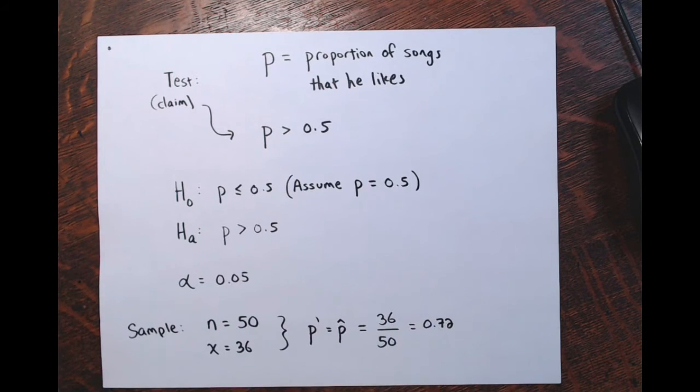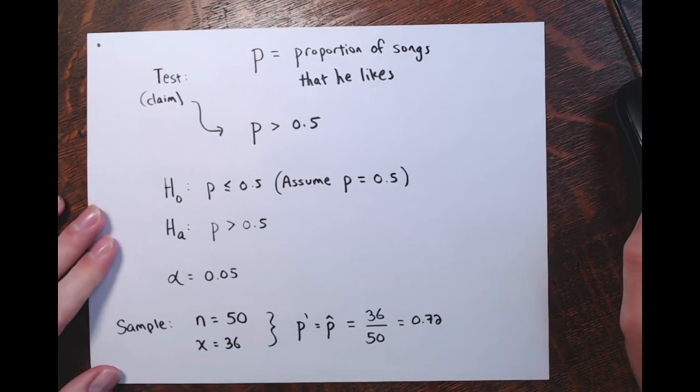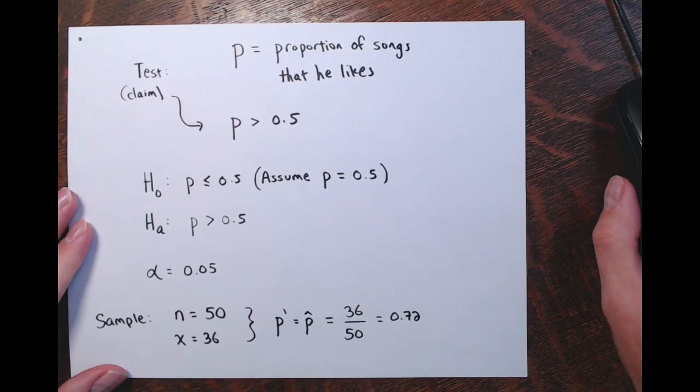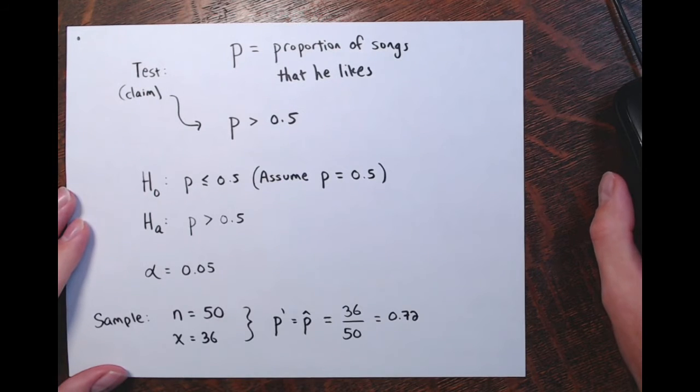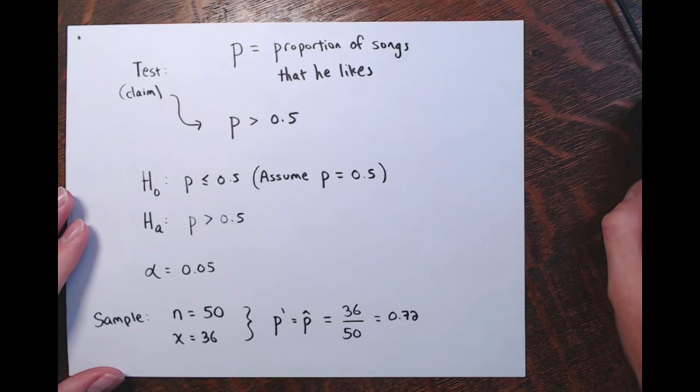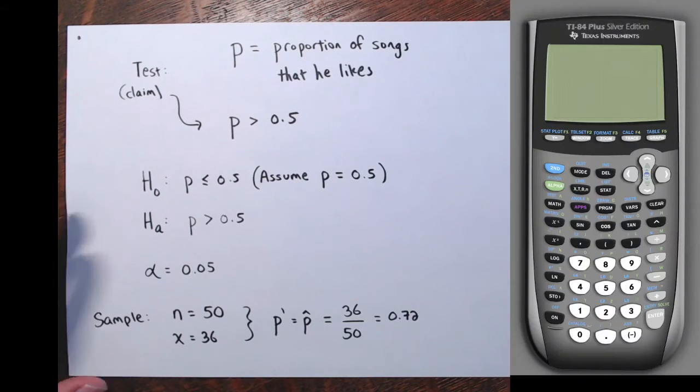Now, if we were doing this the long way, I would take 0.72 minus 0.5, then divide by the square root of 0.5 times 0.5 divided by 50, and find the p-value and all that, by hand or with a calculator or a table. But we don't need to do that. This is an objective from this section, where I'm showing you how to do this real quickly on the calculator.